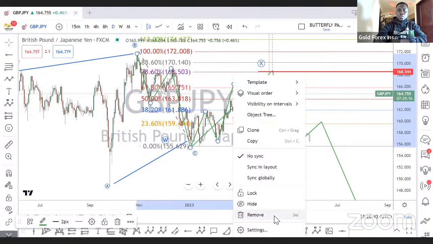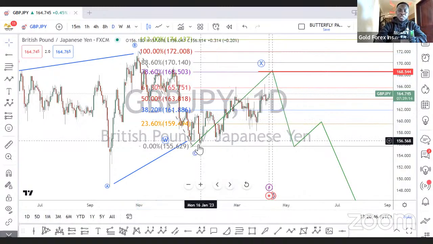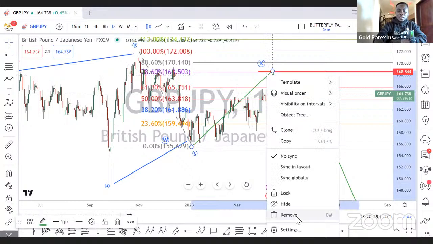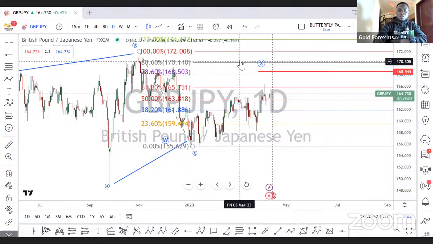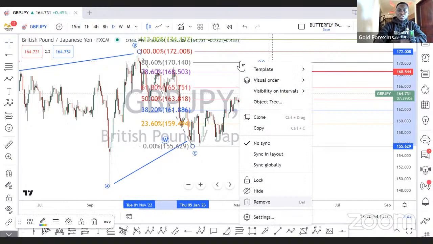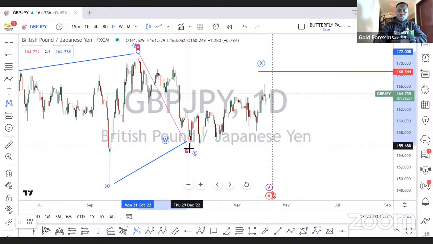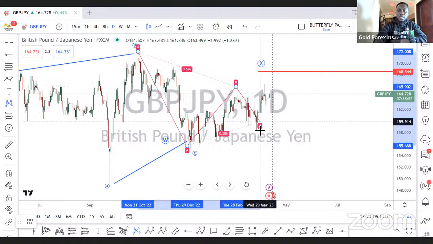Okay, so these are complex corrections. That is why Elliott wave is the only theory that when you master, you'll be called an Elliottician, because it's not for the feeble, it's not for the weak at heart. So you have it like this.